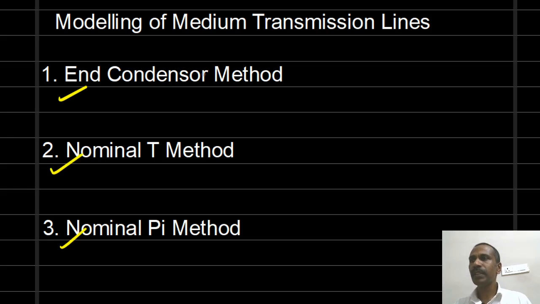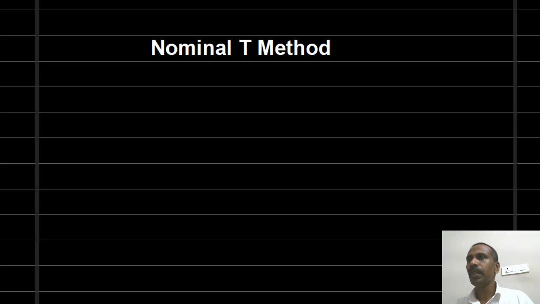This classification is based on the position of the capacitor, whether it is at the end, as in the case of end-condenser method, or at the middle, that is the case with the nominal T method, and in the nominal pi, both at the sending end and at the receiving end, we have capacitors. In this class, we are going to study the nominal T method.